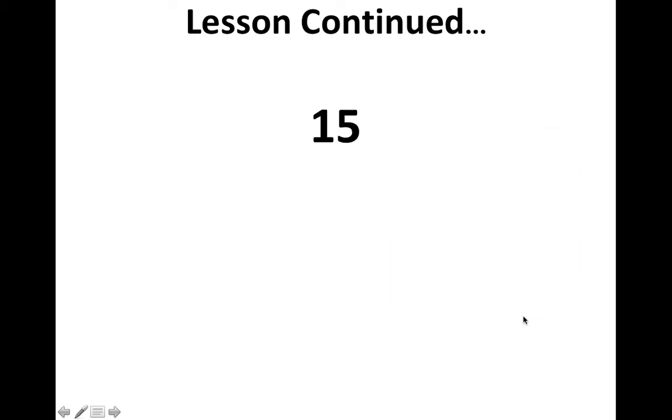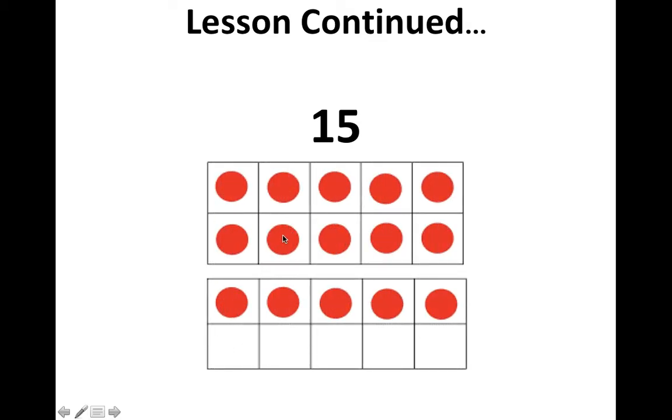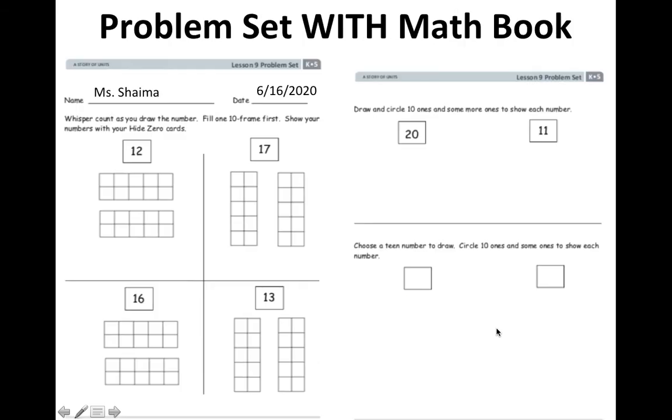So let's continue on. Our last number is 15. What 15 looks like in a 10 frame is you have a group of 10 and a group of 5 in the 10 frame. So you have 10, 11, 12, 13, 14, 15. 10, 5, or 15.